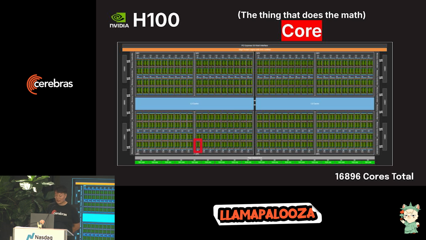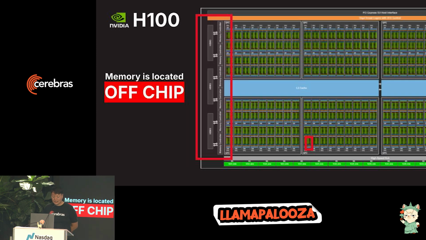So this is an architecture diagram of an NVIDIA H100 chip. Highlighted in red is a specific core, or the thing that does the math. In an H100, there's around 17,000 cores on the chip. The problem is that the memory is located off the chip, which means that every time one of the 17,000 cores wants to access raw model weights or cache computations, it has to fetch that weight from external memory. It has to travel through multiple layers of switches and off the chip to fetch it, which means that the memory channels that connect the external memory with the cores become a bottleneck very quickly.